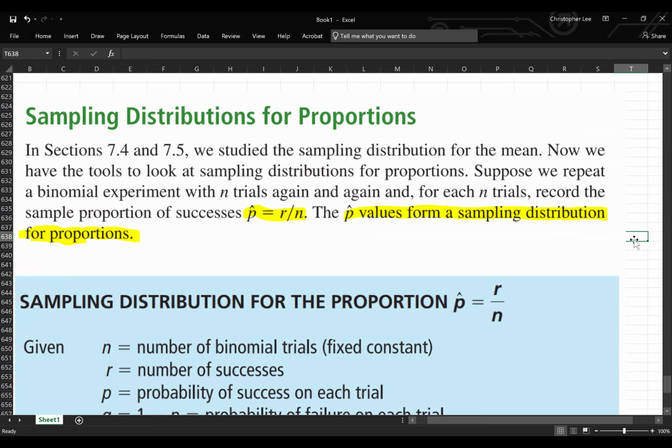All right. So in the previous sections, we studied the sample distributions for the mean. Now we have the tools to look at sampling distributions for proportions. Suppose we repeat a binomial experiment with n trials again and again, and for each n trial, record the sample proportion of successes, right? This is what's called p hat, which is equal to r, the number of successes, divided by n, your sample size. The p hat values form a sampling distribution for proportions.